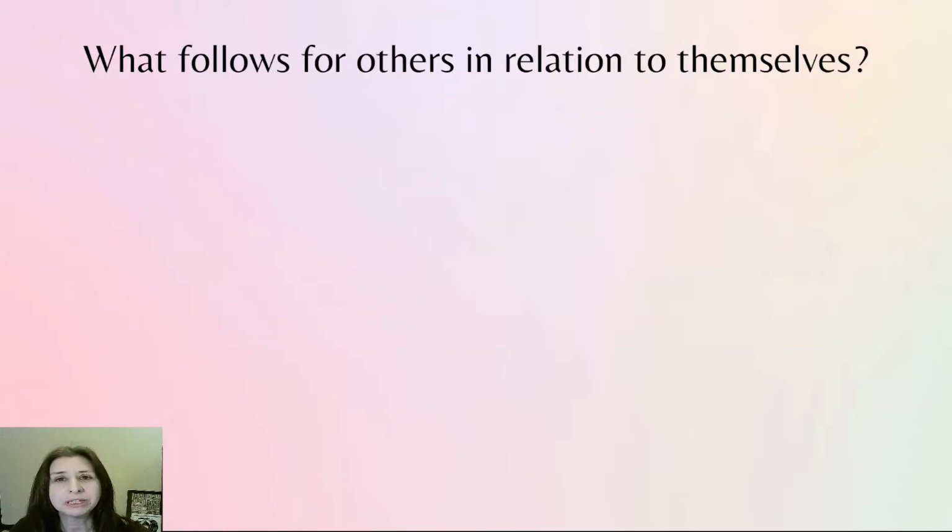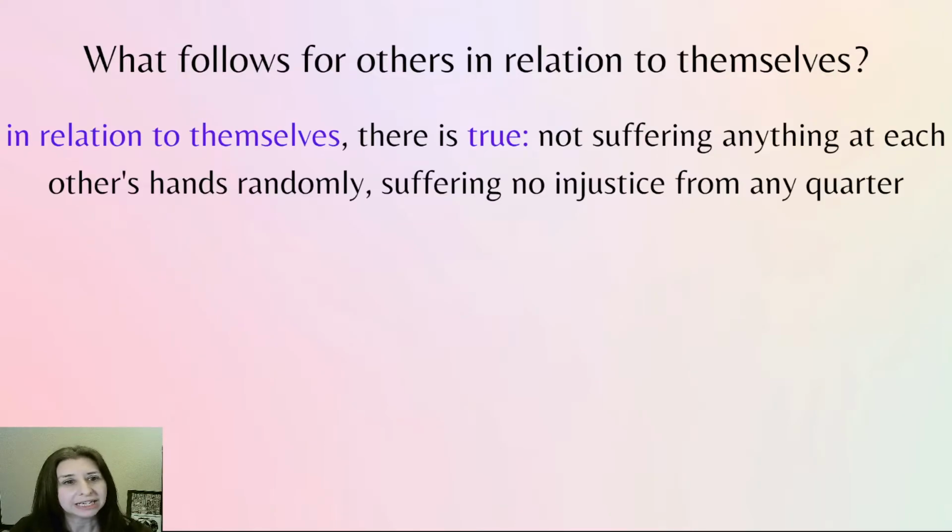Okay, what follows for others in relation to themselves? How do we interact with one another, because providence exists and providence is functioning? Well, not suffering anything at each other's hands randomly, suffering no injustice from any quarter. Now, initially the knee-jerk reaction might be, that's not true. And so this is one to hold on to. This forces you to question if providence really is a thing. And so it's one you have to keep coming back to. Because if it is correct that providence exists, then there must be a way in which this is correct. And maybe you're just not seeing it yet. But if it's truly wrong, then that would imply that maybe providence doesn't exist or that this answer is wrong. And so it's one to keep coming back to.